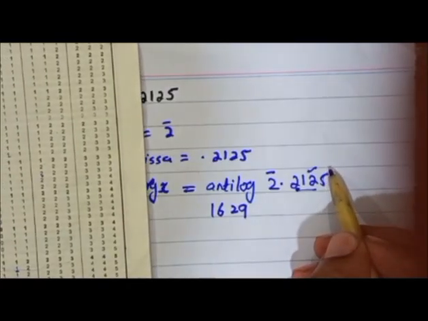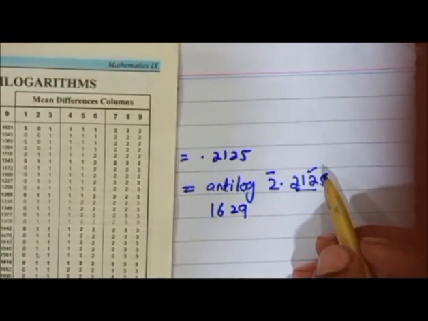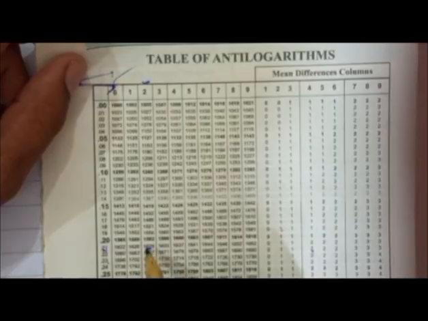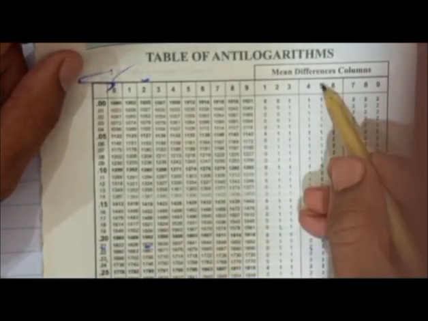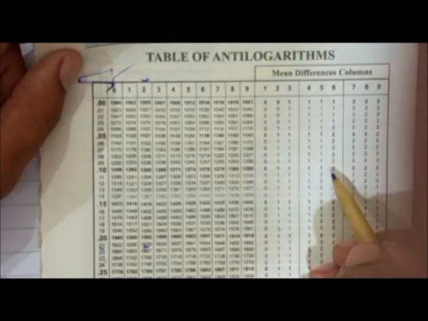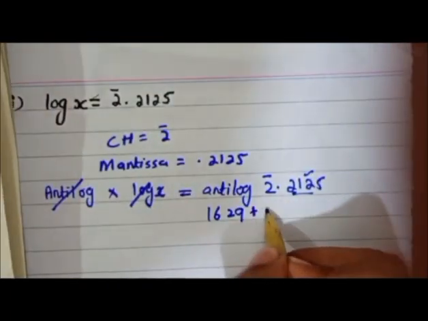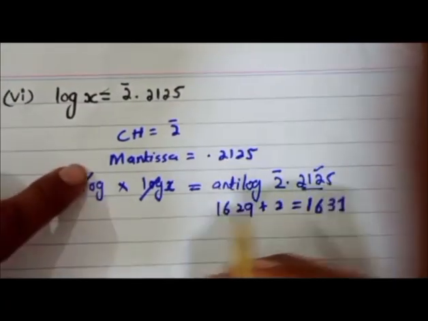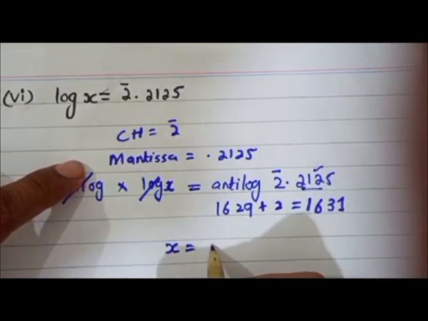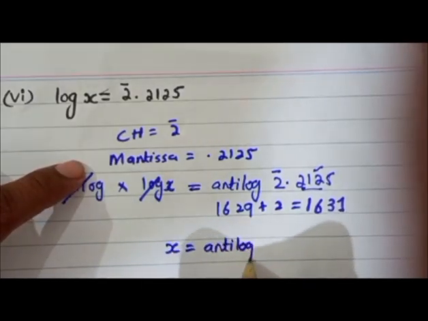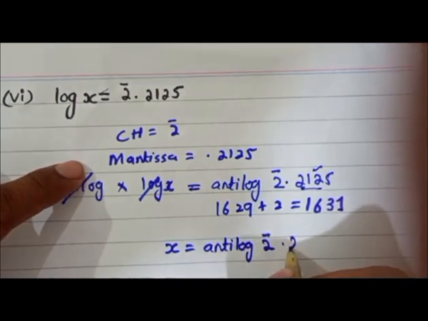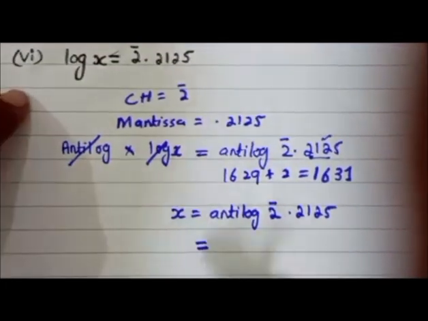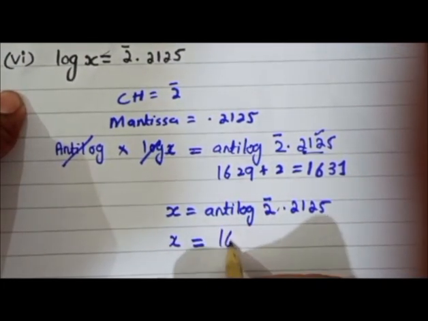So what is remaining? 5 is remaining. So this means 5 is my mean difference. So I will find 21 in the fifth column of mean difference. So this is my 21 and I will find it in the fifth column of mean difference. This is the fifth column. So what will be there? That will be 2 plus 2 is equal to 4, so 1631. So x is equal to anti-log of minus 2.2125, so my x is equal to 1631.